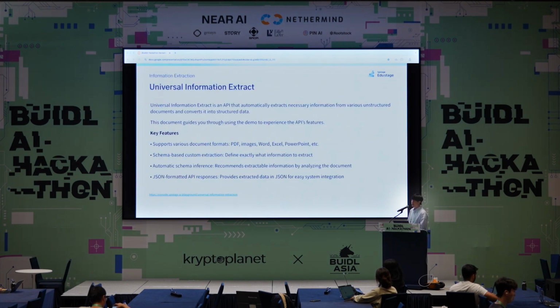Information extract is a product that allows you to extract structured data in any format from various types of documents. You can provide different types of inputs such as PDFs or images, and then define the structure of data you want to extract in the form of a JSON schema. I will show you an example on this in the next slides.